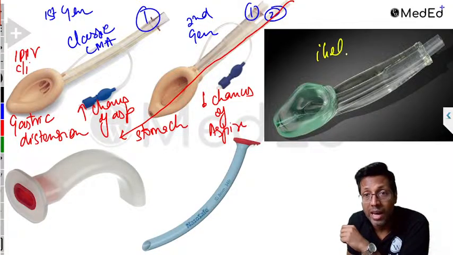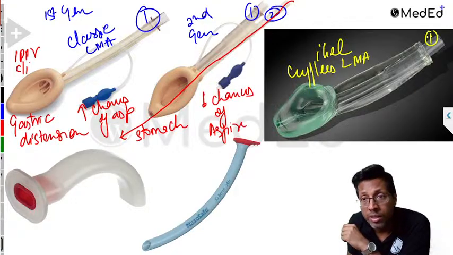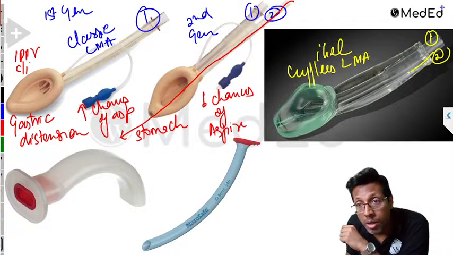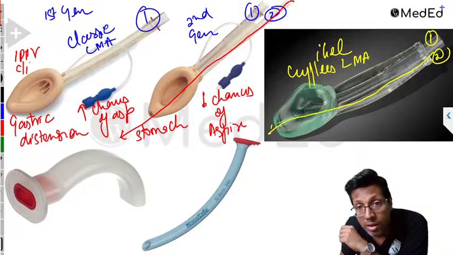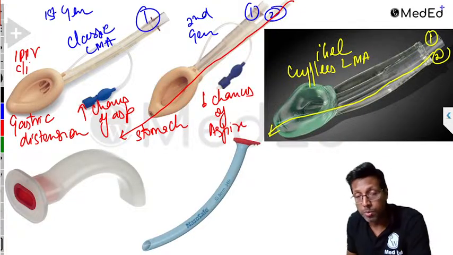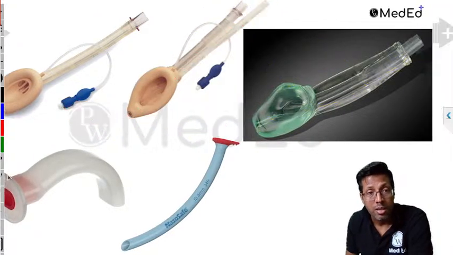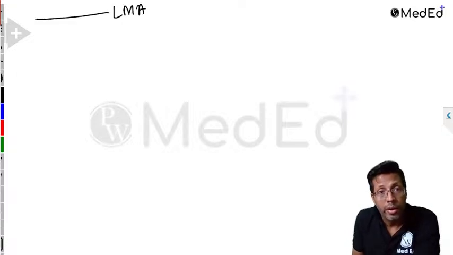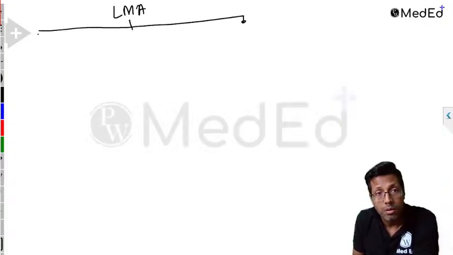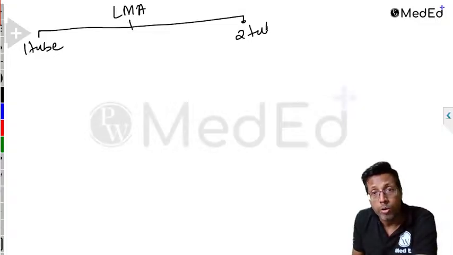The next device that you see is called iGel. This is basically a cuffless LMA, no cuff, but it has two tubes. One is here and the second tube is here. From here you can pass a drain tube that goes inside the stomach. So when you speak of laryngeal mask airways, they are classified into two types: one tube and two tubes. One containing one tube, the other containing two tubes.